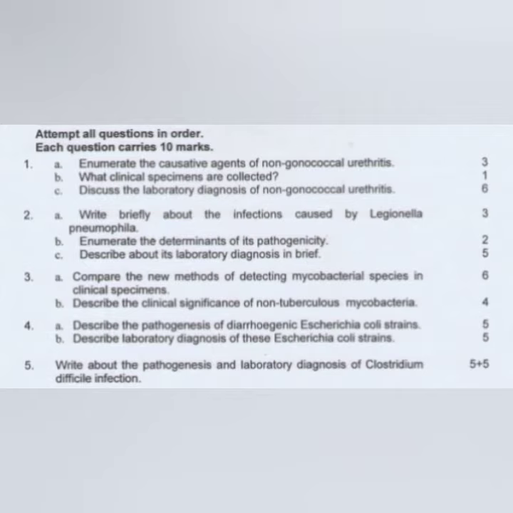C. Discuss the laboratory diagnosis of non-gonococcal urethritis. 6 marks. 2. A. Write briefly about the infections caused by Legionella pneumophila. 3 marks. B. Enumerate the determinants of its pathogenicity. 2 marks. C. Describe its laboratory diagnosis in brief.